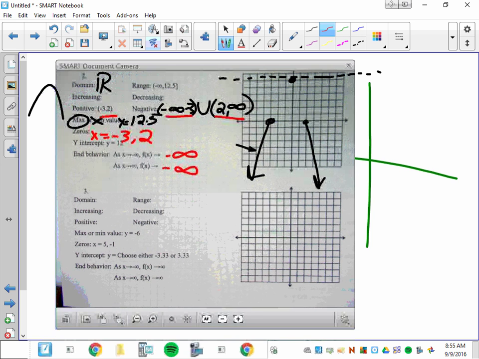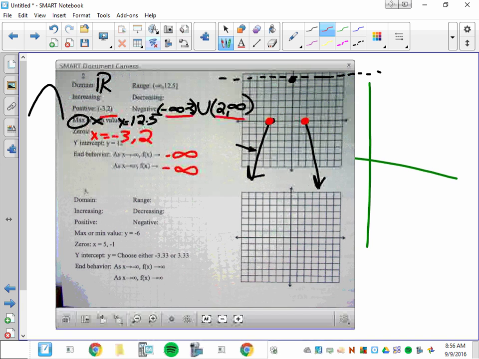It didn't give it to me. I need to figure it out. It's halfway in between the 2 roots. The x value for the maximum is halfway between the left root and the right root. So my left root is negative 3, and my right root is 2. What number is halfway in between?